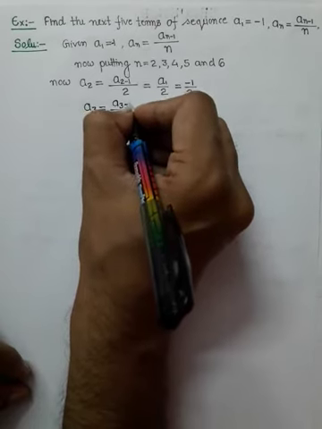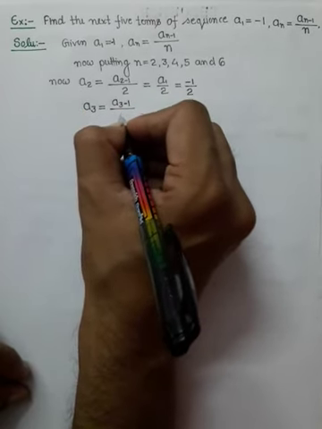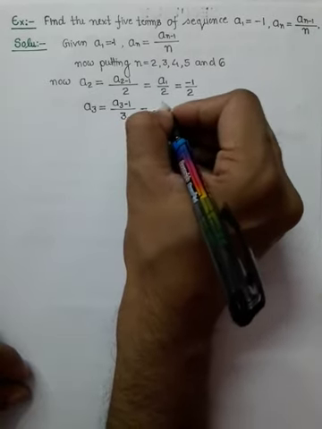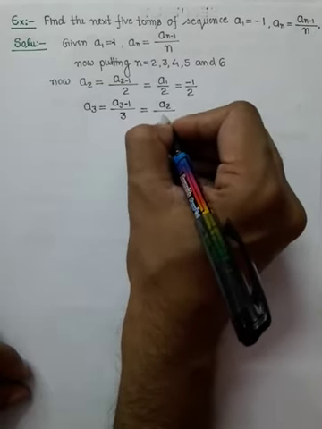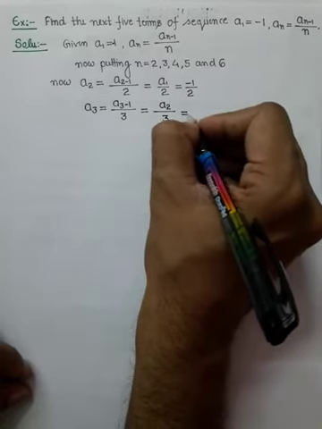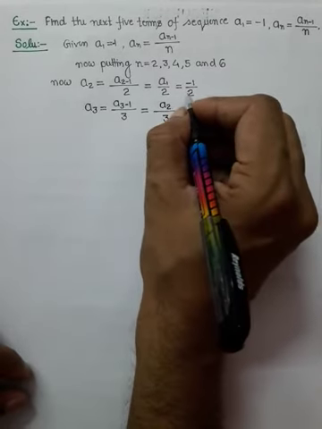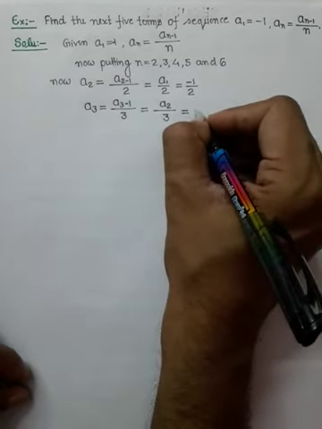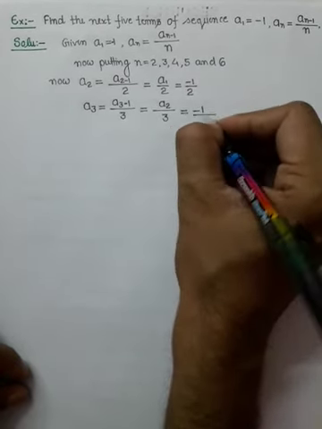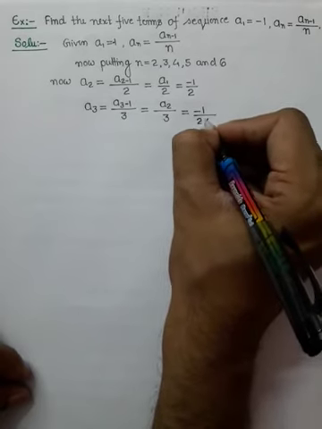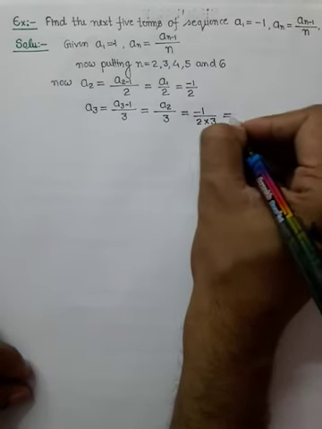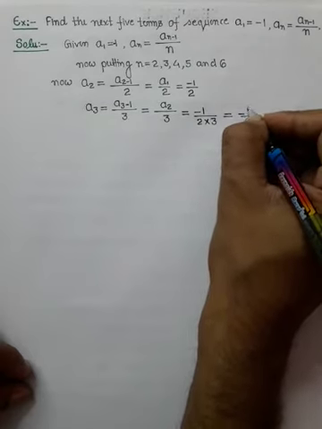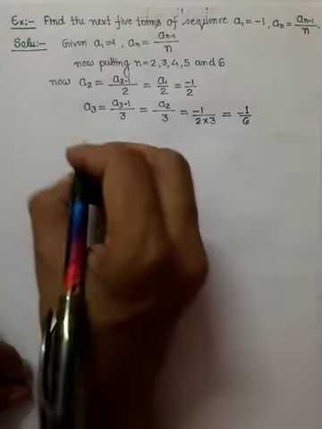Now a3 can be given as a(3 minus 1) divided over 3. So this comes out a2 divided over 3. Now we have the value of a2. हमने यहाँ पर a2 का वैल्यू फाइंड कर लिया है. Of course it is -1/2. So it can be written as minus of 1 over 2 into 3. So this comes out minus of 1 over 6. So इस तरीके से हमने यहाँ पर a3 फाइंड कर लिया.